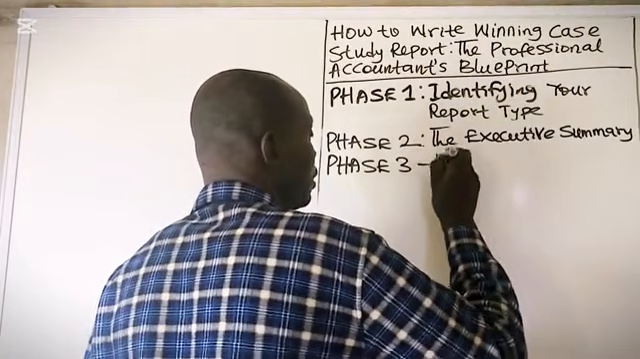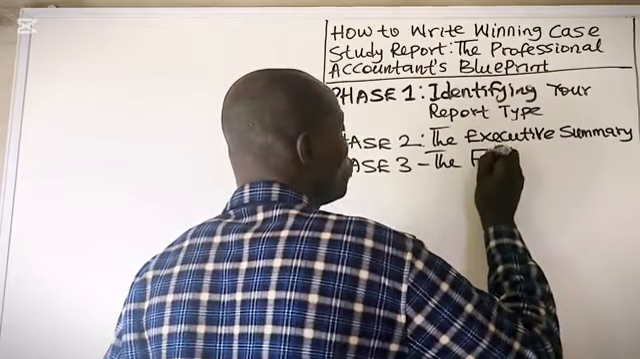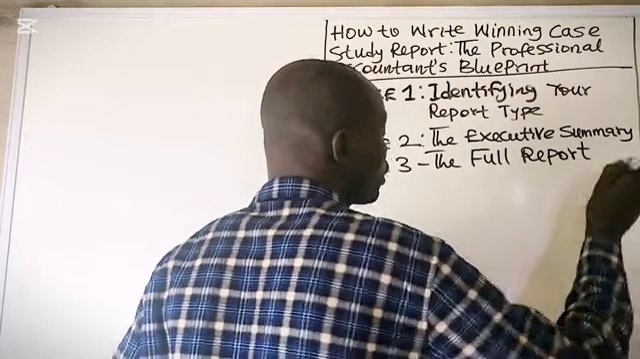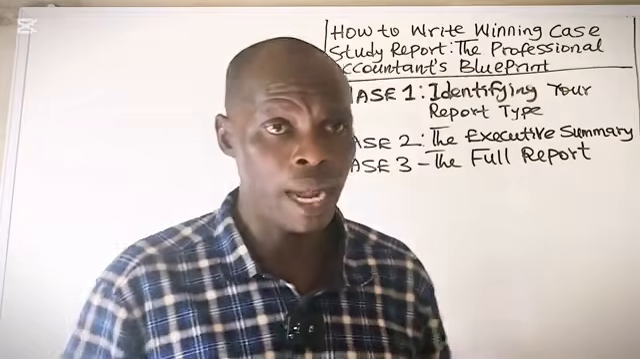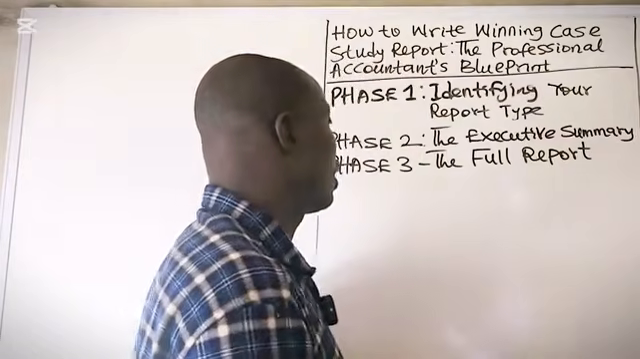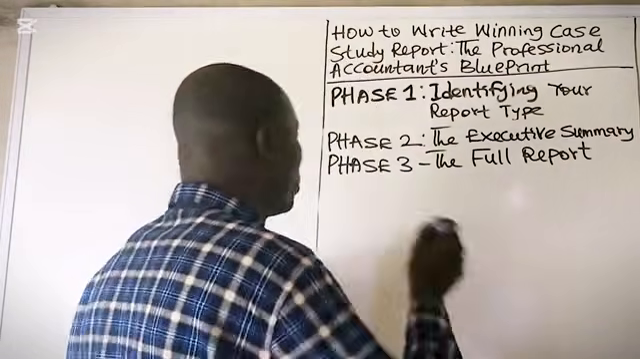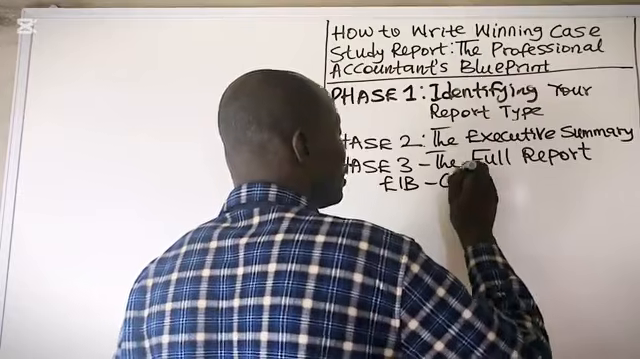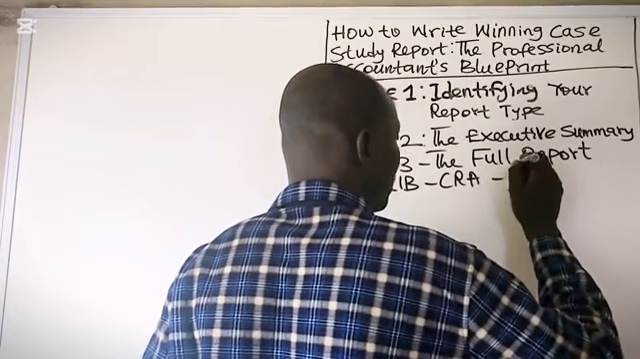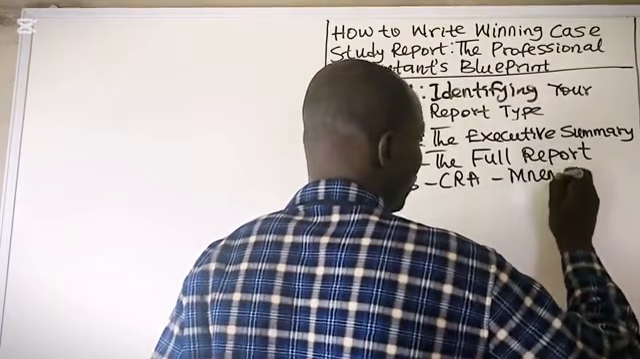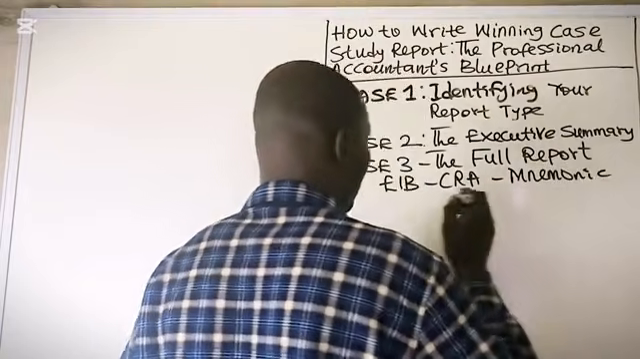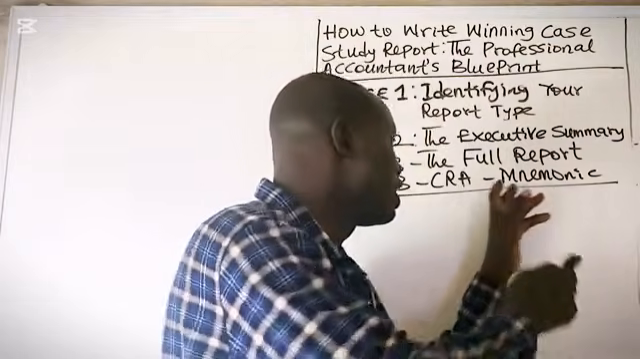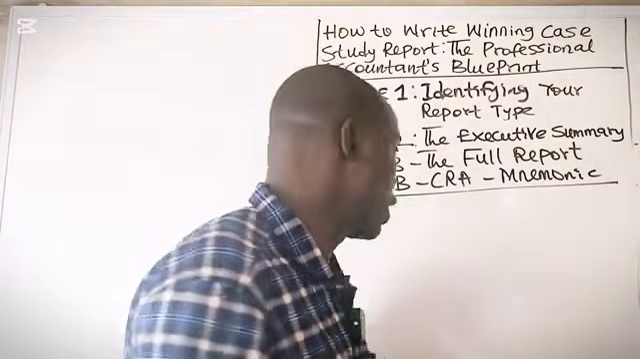Phase 3, the full report. That is the third phase of report writing. For this phase, you should use EIBCRA. This is the mnemonic. You should always make use of the mnemonic. This is the professional flow of your document.